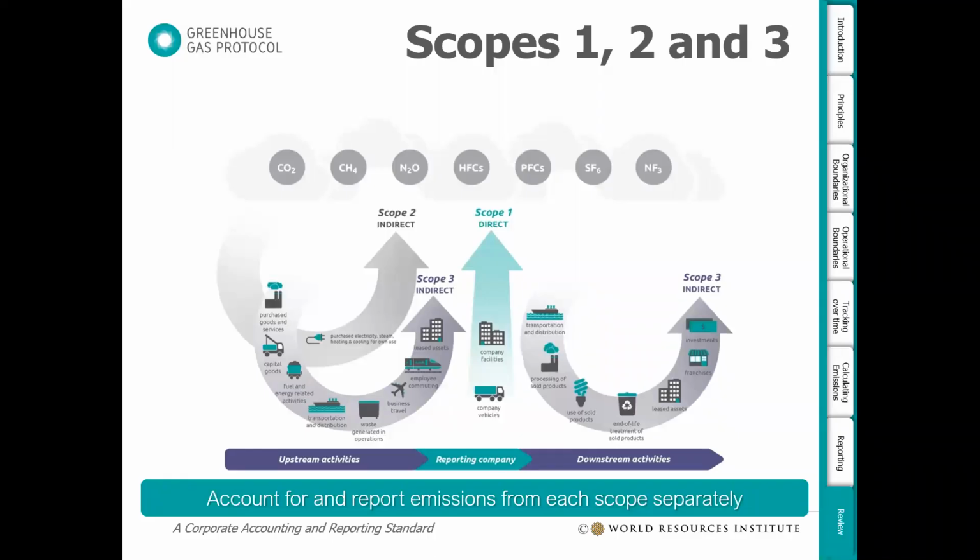And Scope 3 inevitably entails some double counting. What is Scope 3 for one company will inevitably be Scope 3 for another company. That's just inherent in Scope 3 accounting.